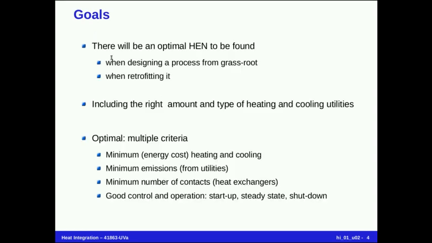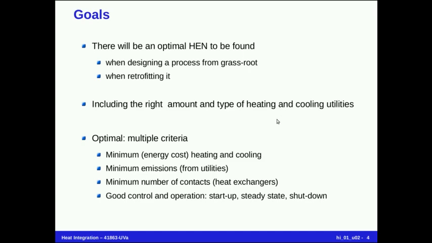Then our goal will be to find the optimal heat exchanger network for a problem, when designing a process from grassroots, completely new, or when retrofitting an existing process that we want to improve. These objectives include the thermal contacts of the heat exchanger network and also the utilities, the right amount and type of heating and cooling utilities.